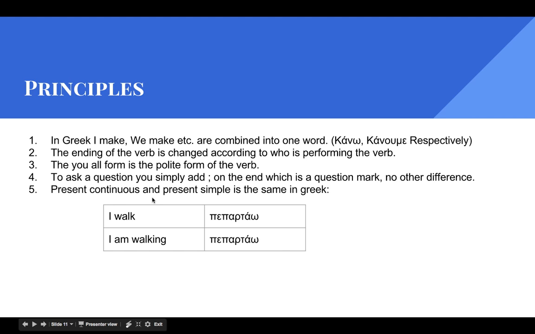And then the final one: present continuous and present simple are the same in Greek. So I walk, pepartao, is the same as I am walking, pepartao. So you don't need to learn the difference. It is different in other tenses, like future and past. And there are different ways of emphasizing that it's continuous, but as a general rule of thumb, these two are pretty much the same. So you can use this for both of these in present tense. Remember, in present tense.